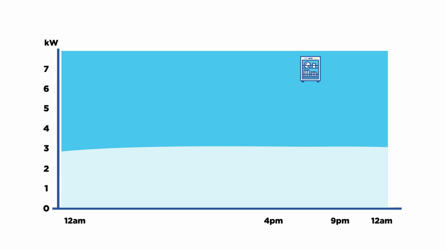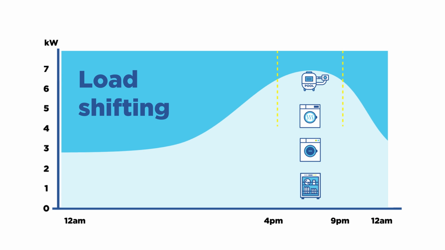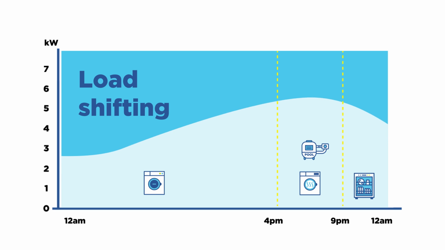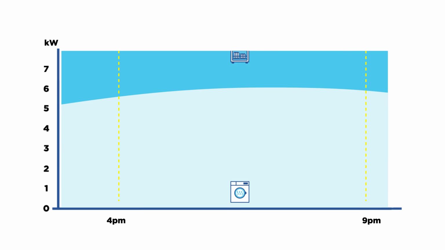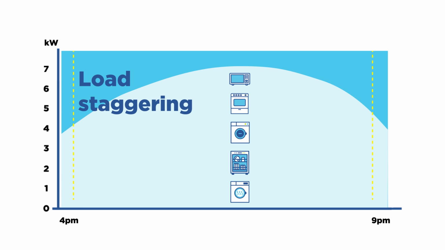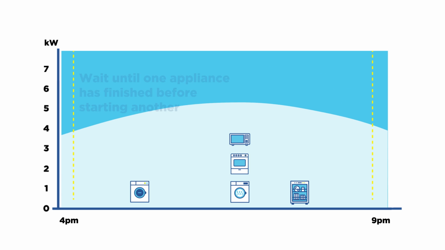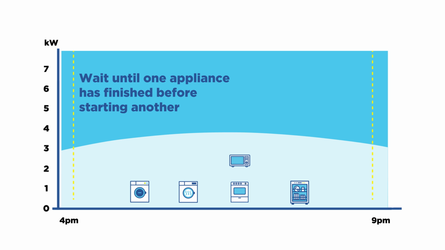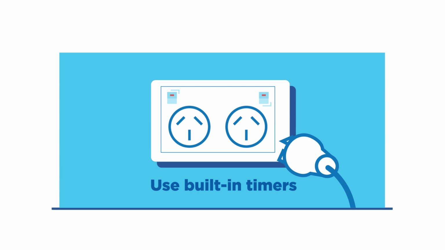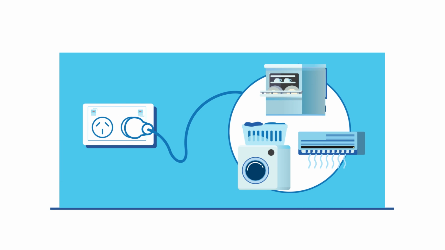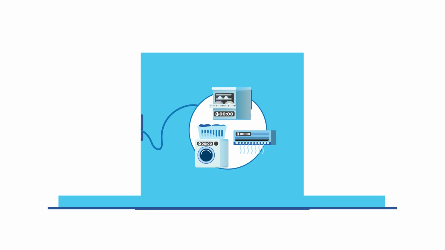Think about shifting when you run appliances that you don't need to run during the peak period, like your dishwasher, washing machine, clothes dryer or pool pump, and use them outside of the peak period of 4 to 9 p.m. When you need to use some appliances during the peak period, you can still reduce your demand by staggering when you run these appliances. Using built-in timers on your appliances, or timers you can plug into your power points, is a great way to set and forget when these appliances run.